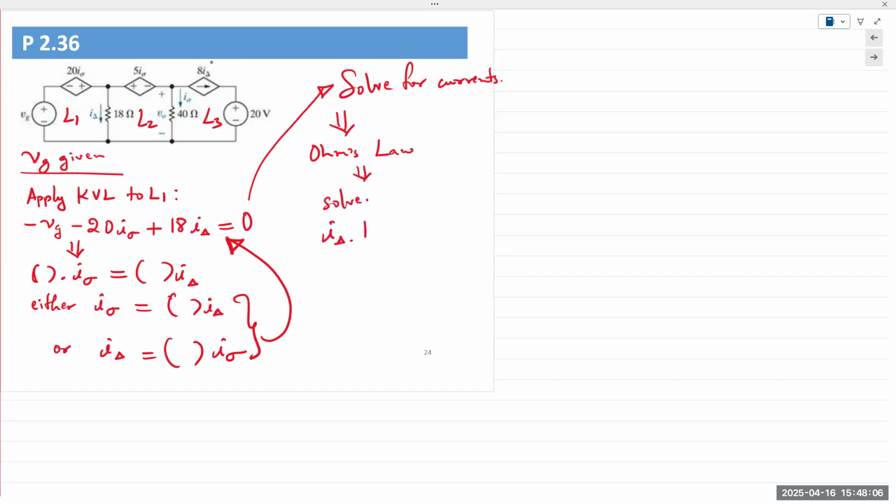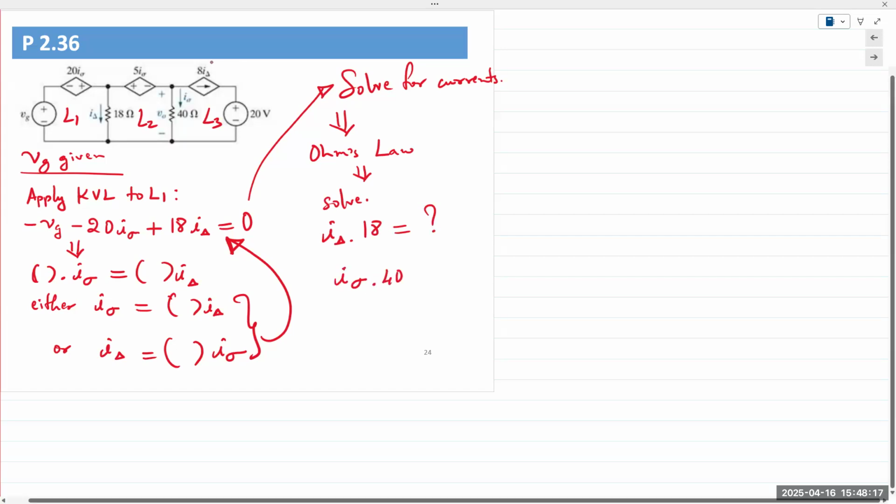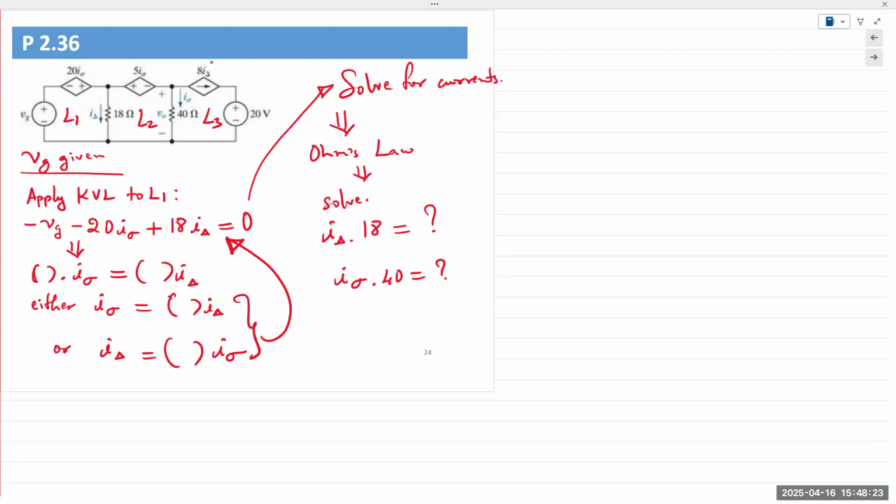So I delta times 18 will give you some voltage. And then I sigma times 40 will give you some voltage. Okay. And once you have those voltages, this is, by the way, this is VO. Once you have those voltages, apply KVL to, oh, VG is given, sorry, VG is given, so we don't need to find VG.